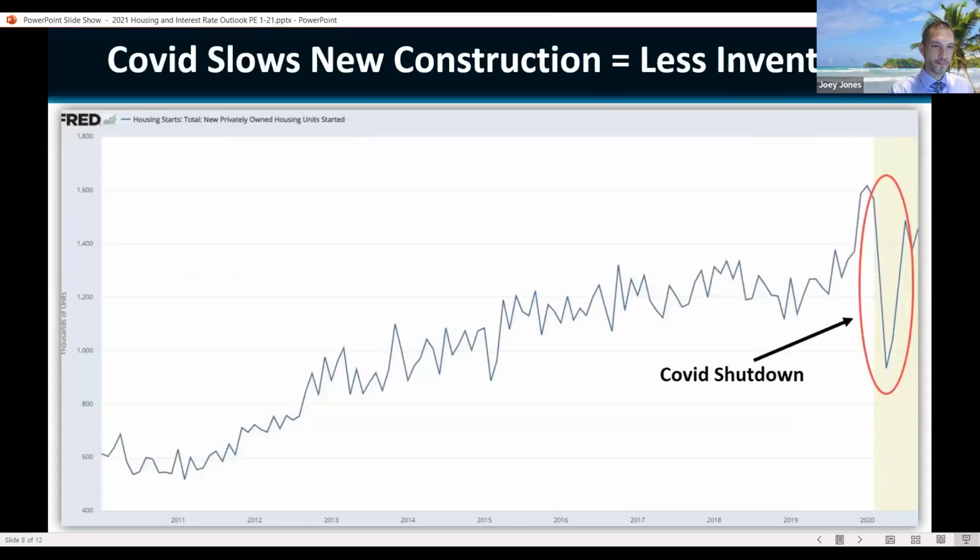And then you add this to it. COVID shut down. When COVID hit, builders couldn't build. Nobody could do anything. That exacerbates the problem because they're not putting more inventory on the market. You've got strong demand, limited inventory, builders were trying their best to put more inventory in the market, but haven't been able to during this time because of COVID.